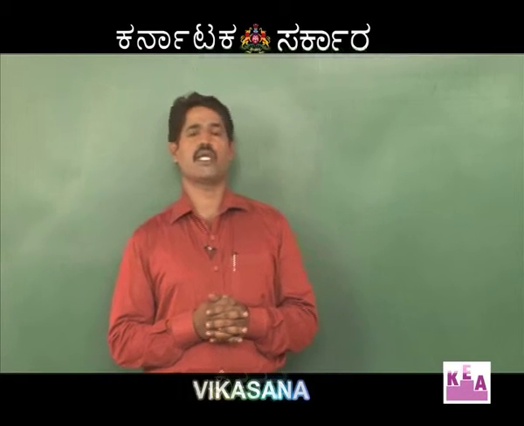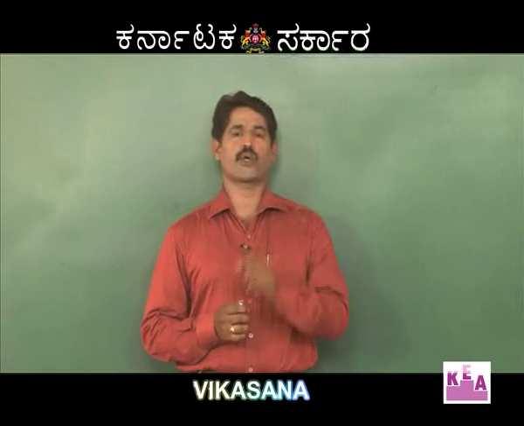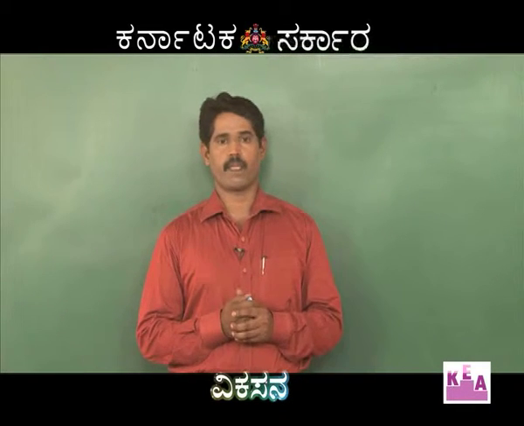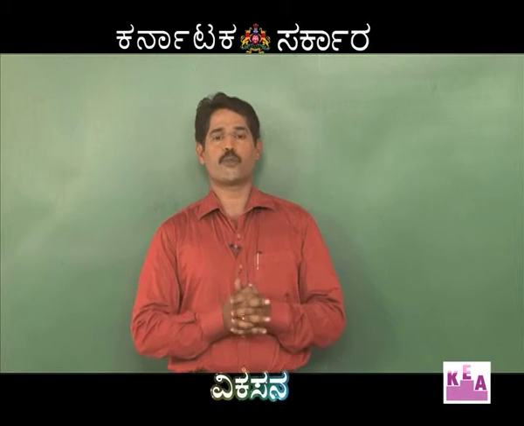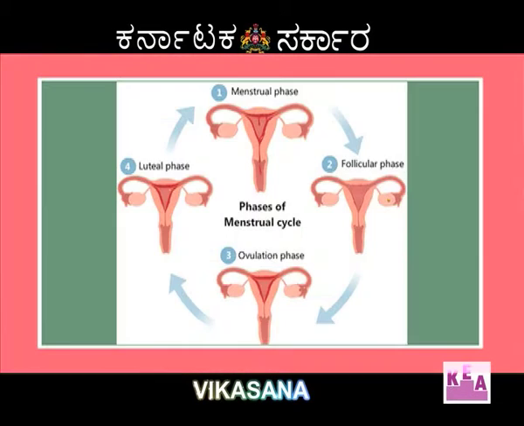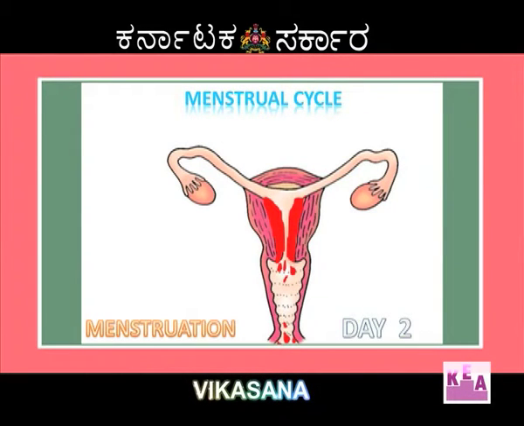In human females, one reproductive cycle, that is the menstrual cycle, gets completed in 28 days. That 28 day period is divided into 4 phases. The first phase is called the menstrual phase, the second phase is called the follicular phase, the third phase is called the ovulatory phase, and the fourth phase is called the luteal phase.